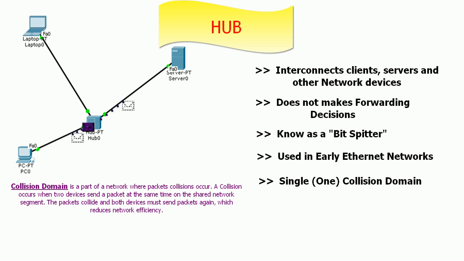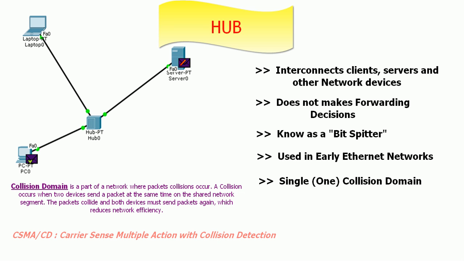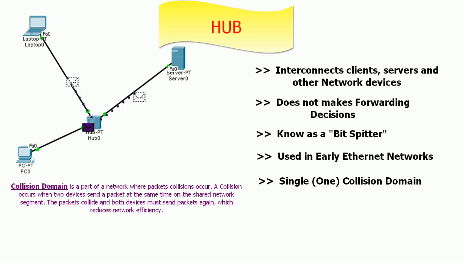If a PC wants to transmit on this shared Ethernet network, it is going to follow a technique called CSMA/CD, Carrier Sense Multiple Access with Collision Detection. Basically, it listens to the network to see if anybody is transmitting bits or data over the network at a particular time, because only one PC can transmit at a time, and if it sees that nobody is transmitting data, then it can transmit.